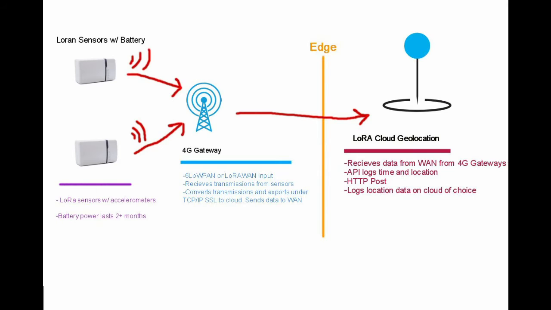From the gateways, we convert to wired TCP/IP and send the data to the cloud. The LoRa cloud receives data across the edge with a ready out-of-the-box API that will log time and location from our data. After this, we can choose to store data on another cloud to analyze later.